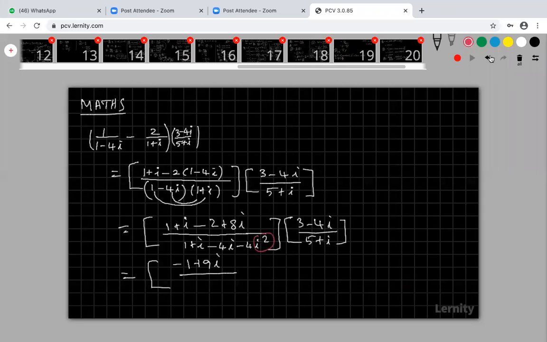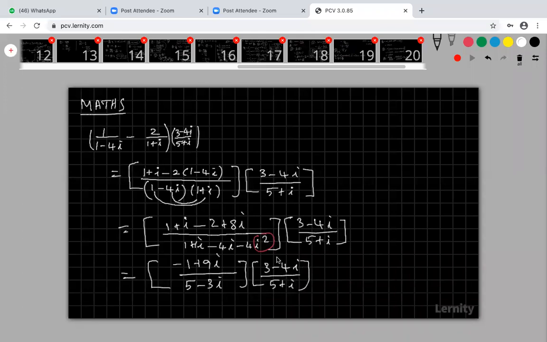Look at that, my i square value is minus 1. So therefore minus 1 into minus 4 plus 4, plus 4 plus 1, this is nothing but plus 5. This is i, 1i, this is minus 4i, that is minus 3i, into 3 minus 4i divided by 5 plus i.